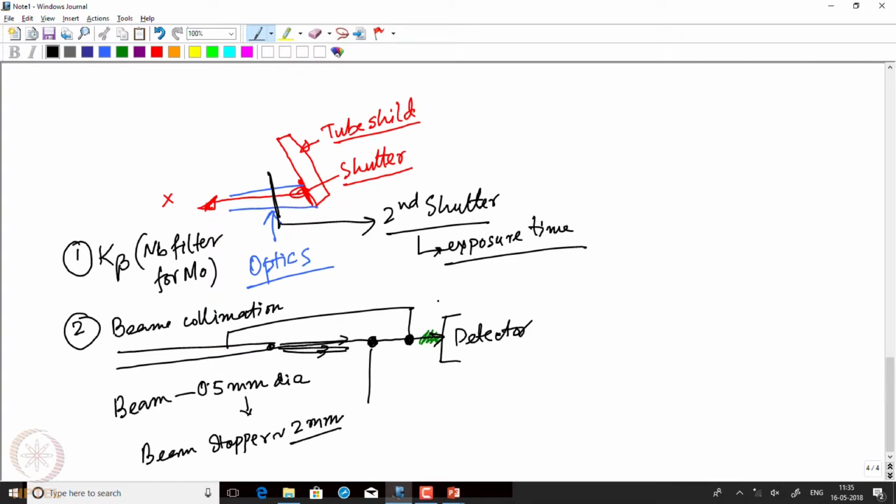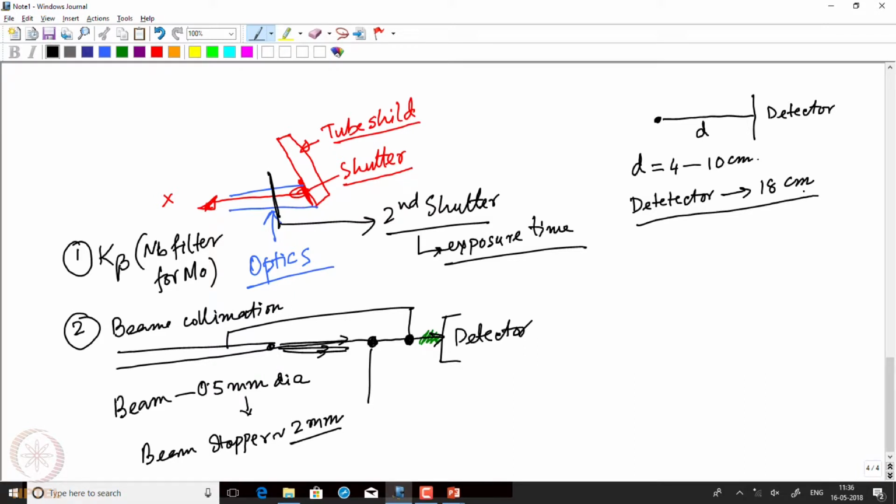The next important aspect is the sample to detector distance. If we have a crystal located at this point, the distance at which the detector is kept is called the sample to detector distance, small d. This distance for any routine data collection can be between 4 to 10 centimeter, and the detector can move maximum up to 18 centimeter for various purposes. How do we decide what should be my detector distance? The detector distance is determined based on the lattice parameters.